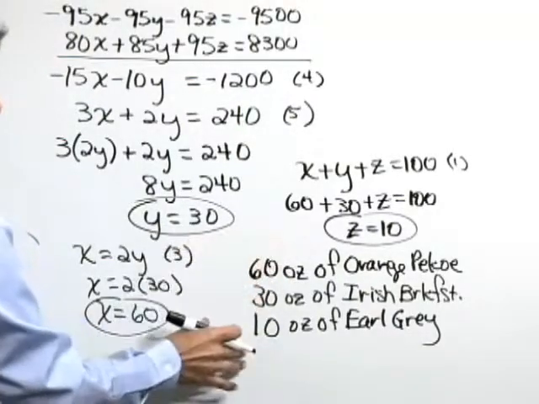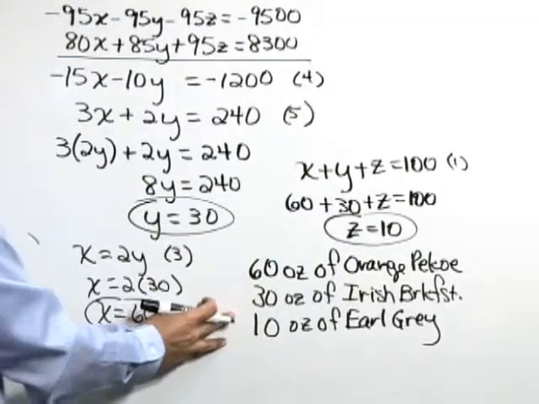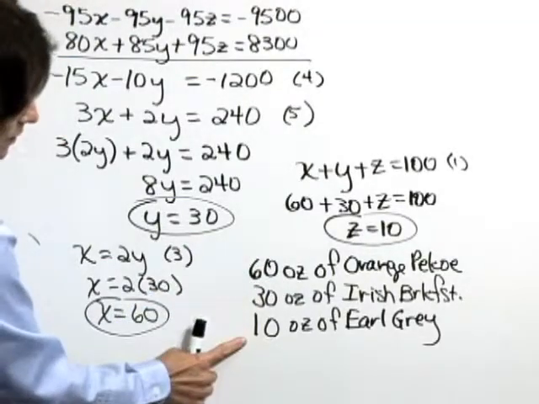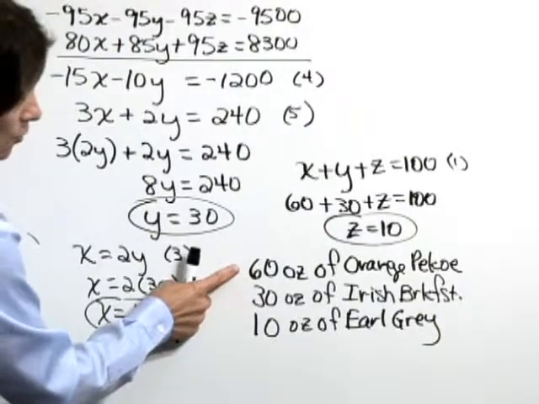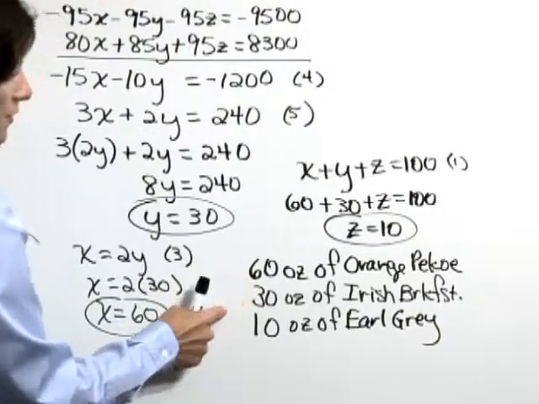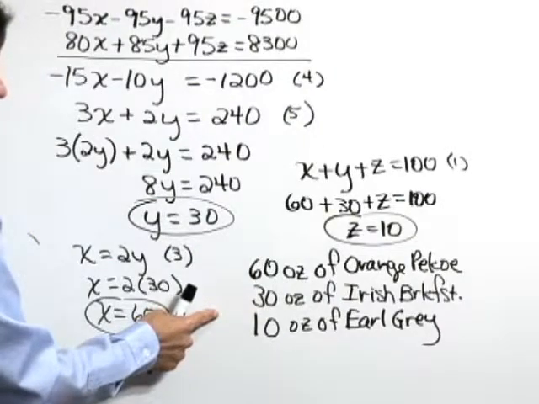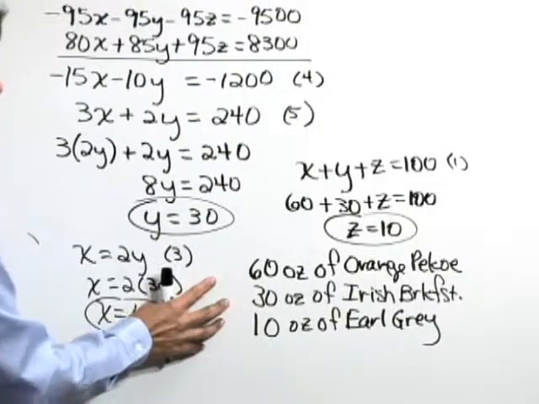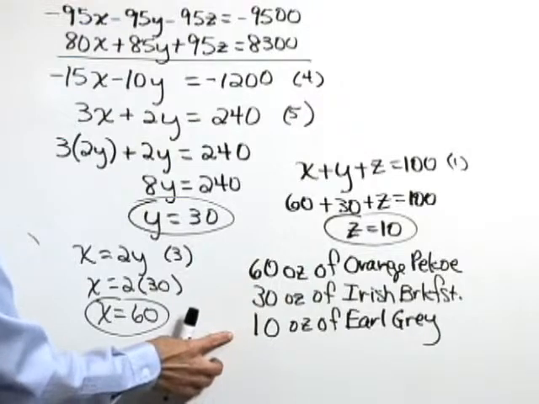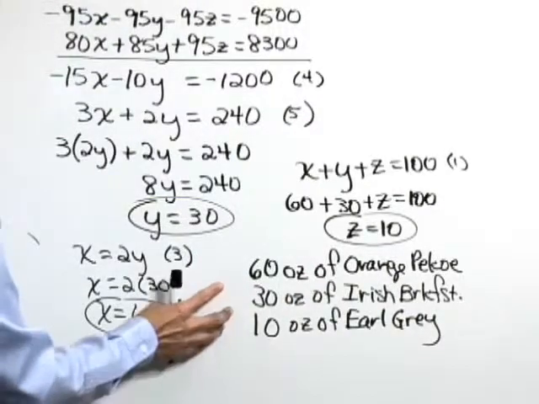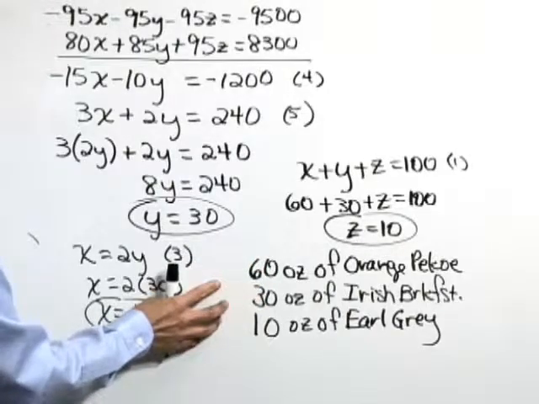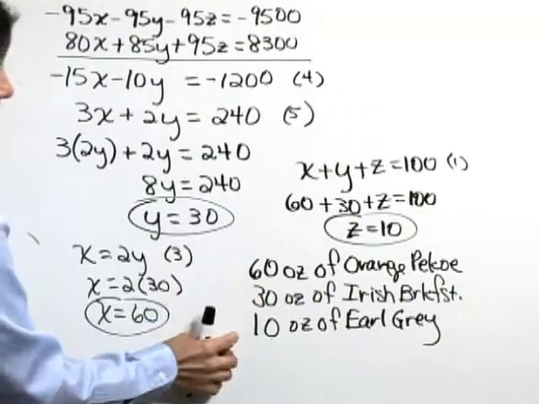We can check those solutions in a couple of equations very quickly. Notice that the sum of these amounts is indeed 100. Also notice that the amount of orange pekoe is indeed twice the amount of Irish breakfast, as indicated. As a last step, I'm going to leave this one up to you. Go ahead and check our equation number 2, which relates the prices of these teas. And when you do, that equation is going to check out as well. And we do indeed have the correct answer.